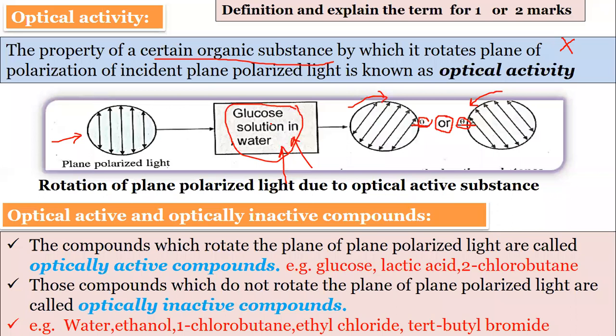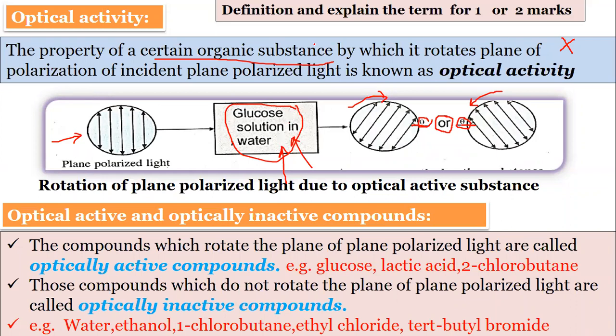Otherwise, what is the second option? We have to pass the plane polarized light and check whether the plane is rotated to the right hand side or left hand side. If it is rotated, then it is optically active. So there are two main criteria to identify whether a molecule is optically active or not: first with the help of structure, second with the help of light. We have to pass the light, and you must know the structure.